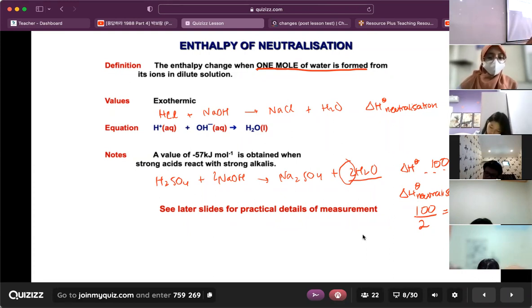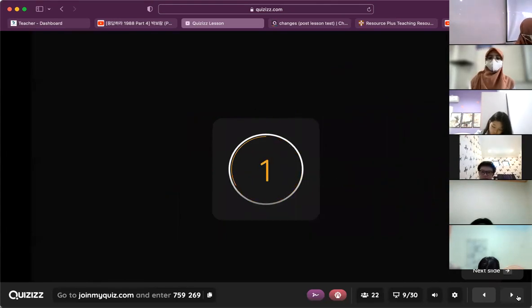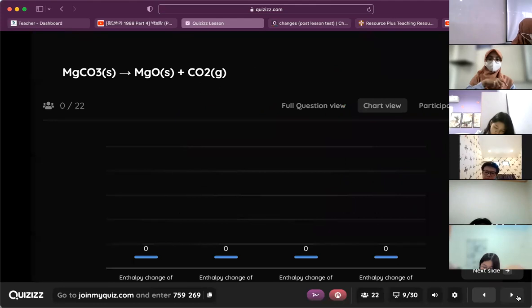Any question? No? Okay, next one. Please answer this question. Magnesium carbonate becomes magnesium oxide and then CO2. What type of enthalpy change is that?